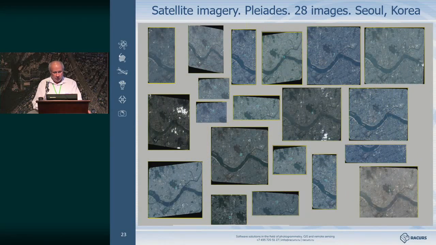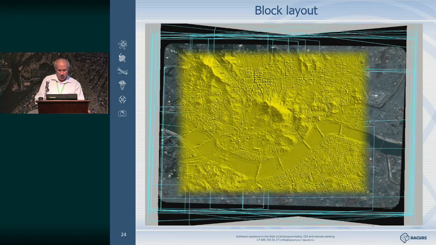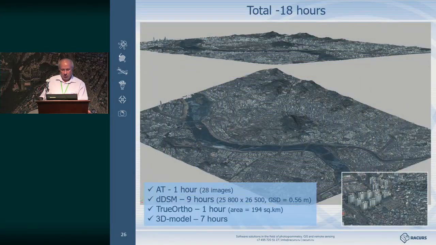This is satellite imagery of Pleiades, 28 images of Seoul, images captured at different times. We gathered what we could from different angles. This is block layout, and the processing time is reasonable, 18 hours for such a project.